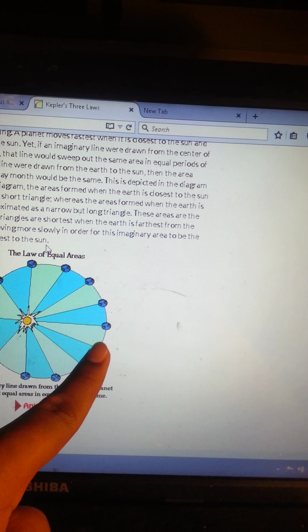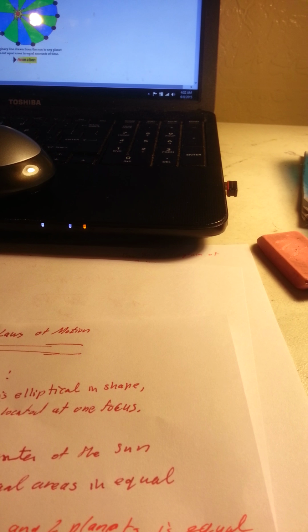Now the third law says that the ratio of the squares of the periods of any two planets is equal to the ratio of the cubes of their average distances from the sun. Now that's called the law of harmonics. So practically what that says is that, if we have any two planets, right?